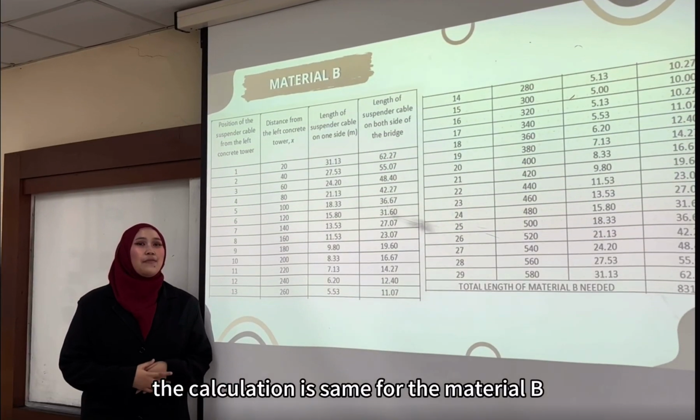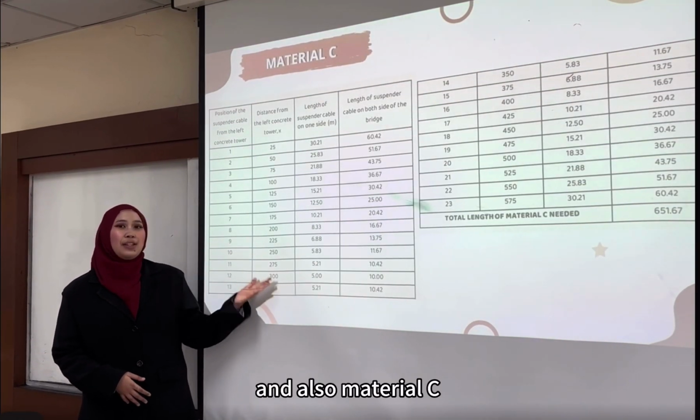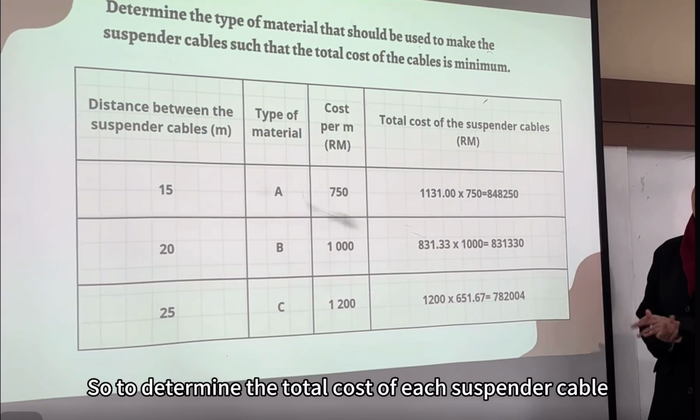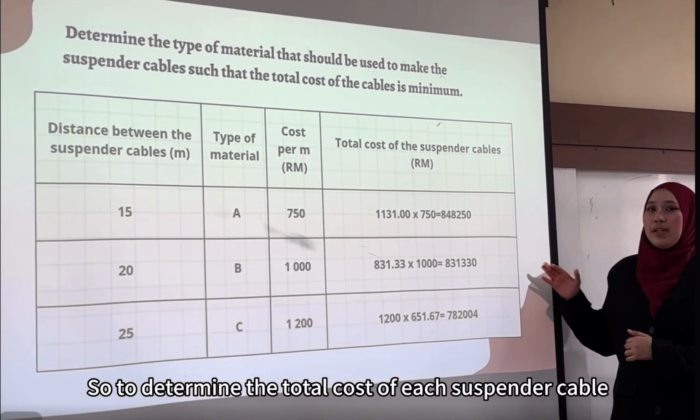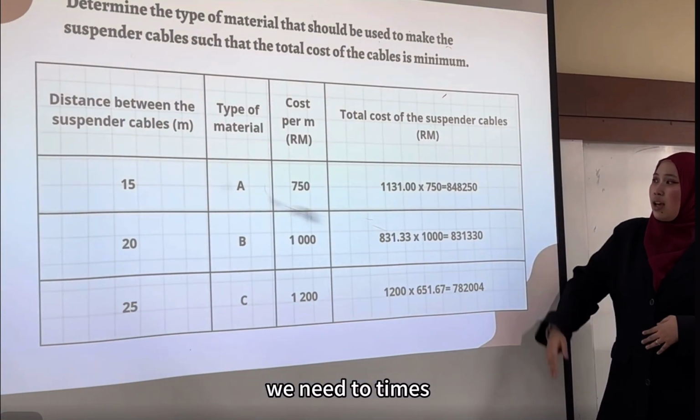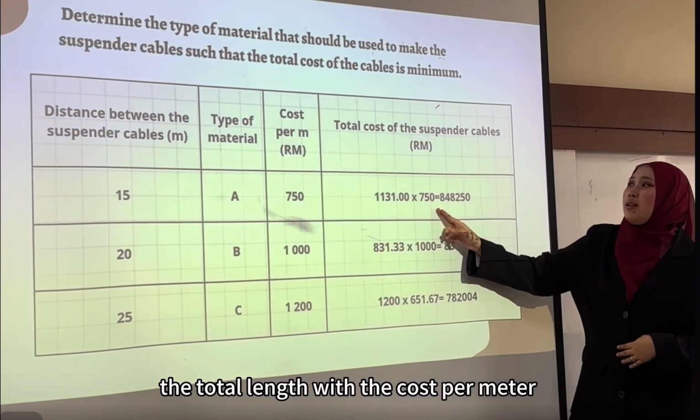The calculation is the same for material B and also material C. So, to determine the total cost of each suspended cable, we need to times the total length with the cost per meter.